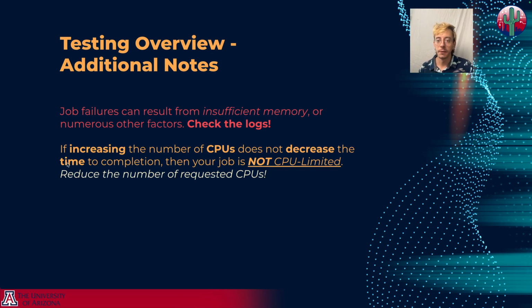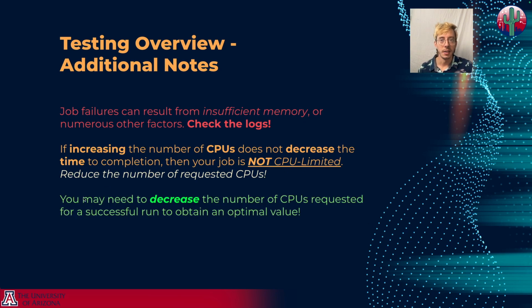Another one being if you increase the number of CPUs and the time to completion does not decrease, then your job is not CPU limited. Or if it is, it doesn't know how to use those CPUs. So again, be aware of all of the options that your program has and be willing to reduce the number of requested CPUs to see if that results in a similar time to completion. And if it does, then you can use those CPUs for something else, or maybe somebody else can. And of course, as I just mentioned, you may need to decrease the number of CPUs requested for a successful run in order to obtain an optimal value.